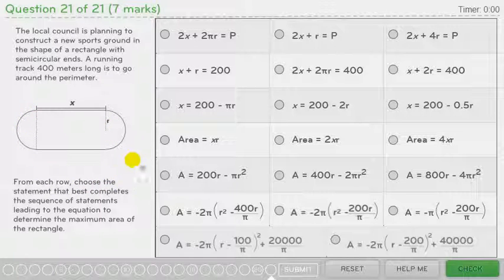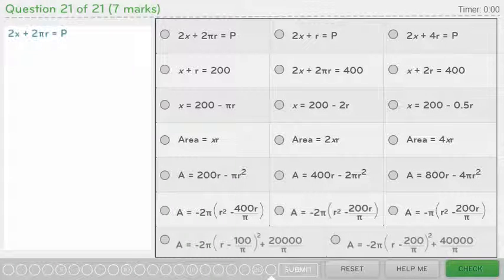From each of the rows on the right, choose the statement that best completes the sequence of statements leading to the equation to determine the maximum area of the rectangle. The first thing that we need to do in order to come up with a function to determine the maximum area of the rectangle is to begin by finding a function for the perimeter.